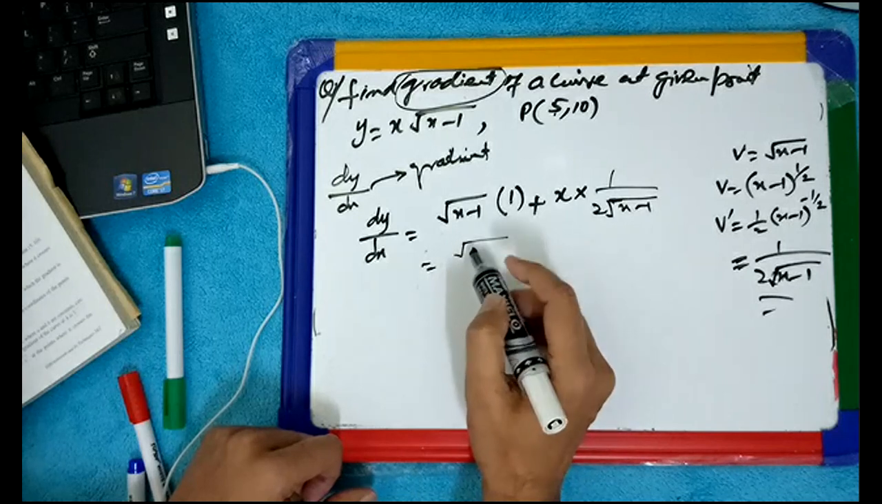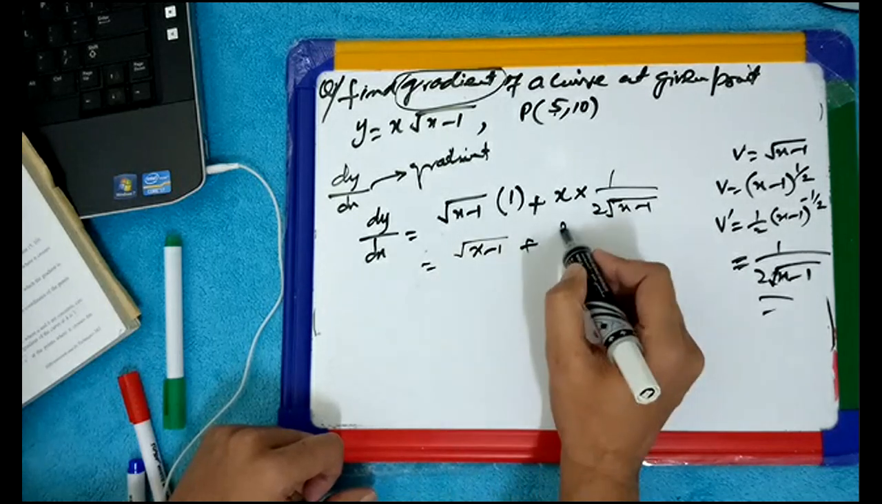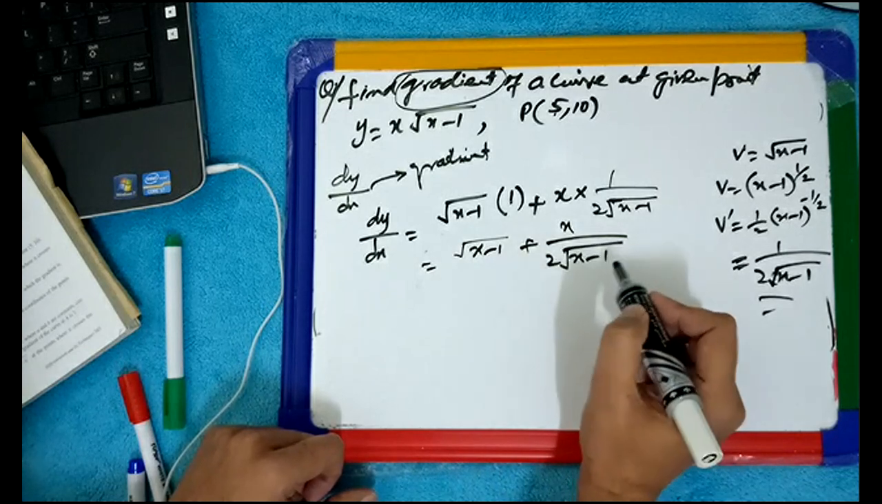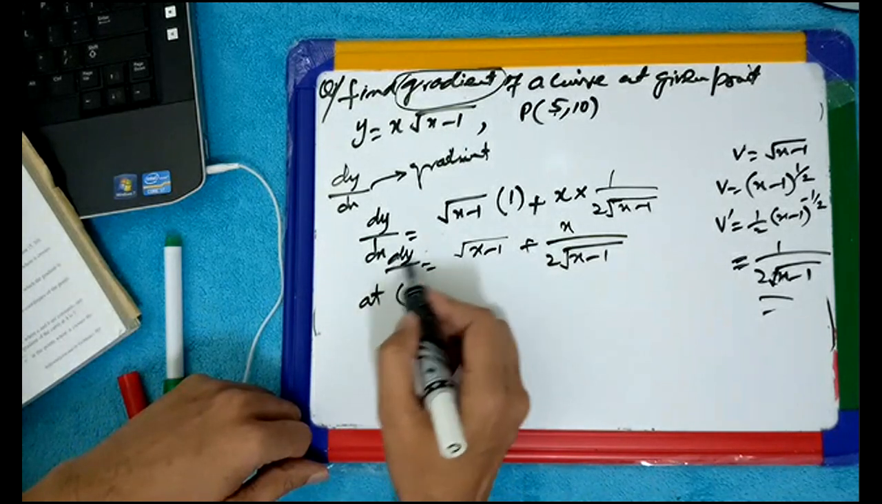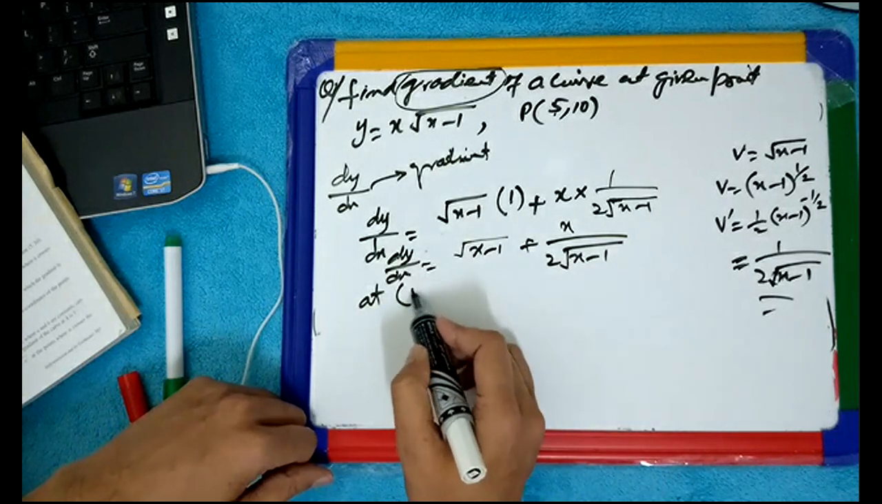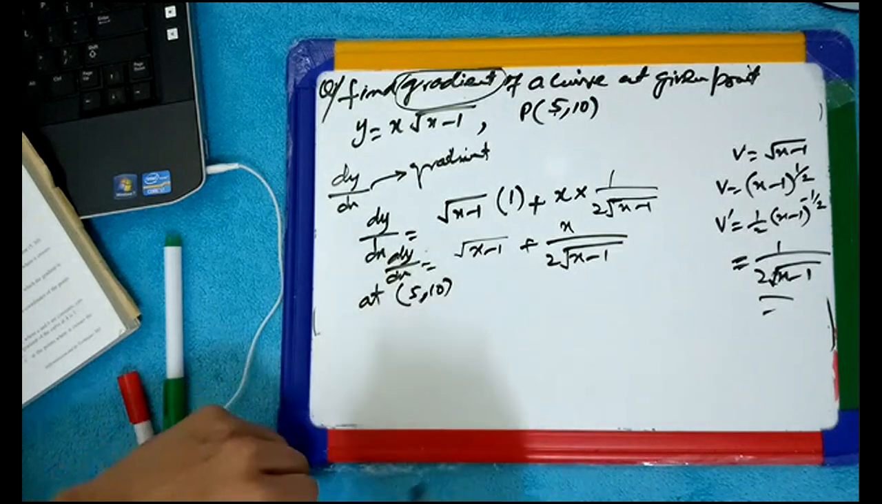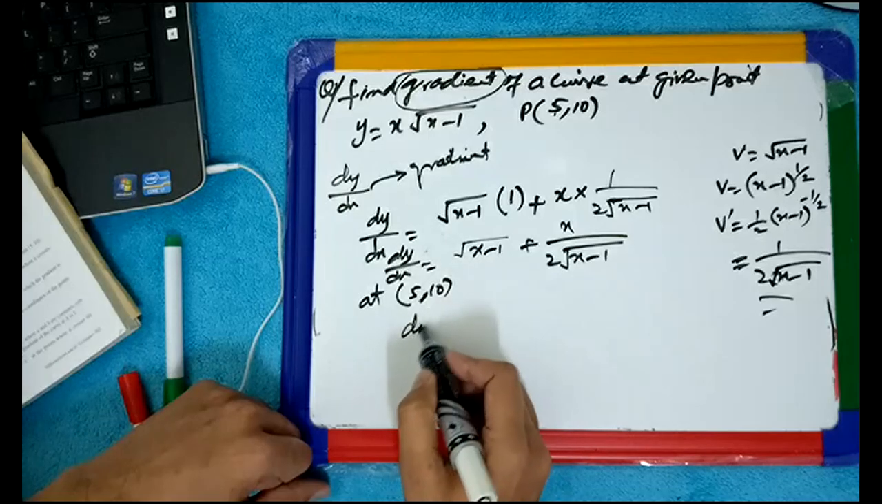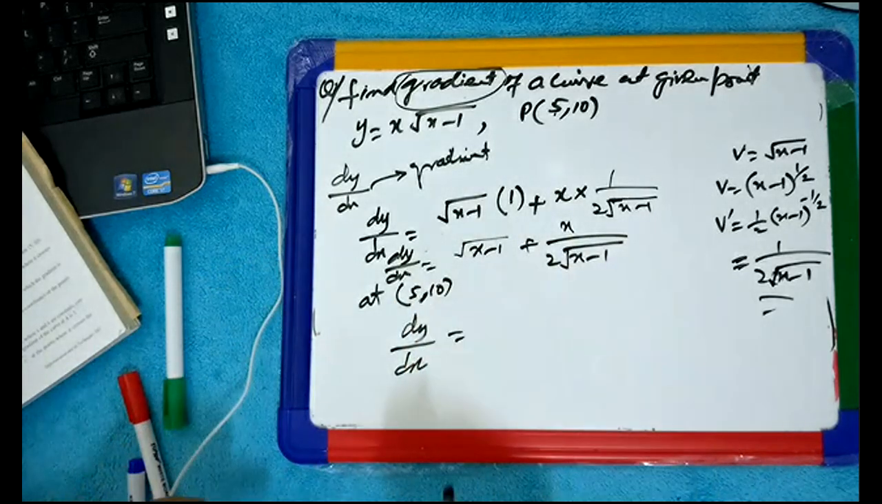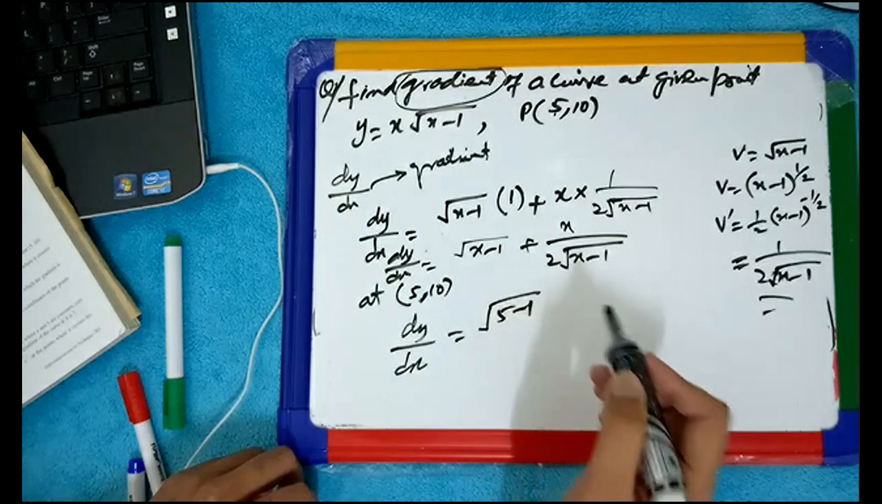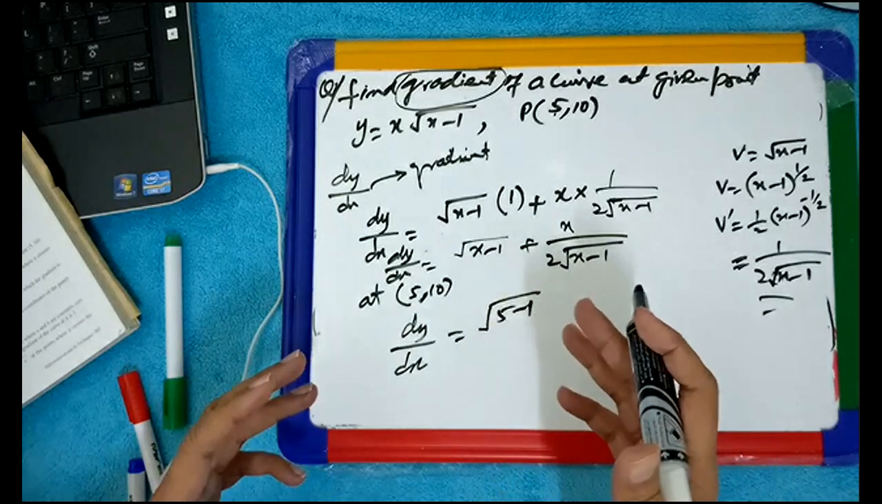Now, in order to solve this further, I tell you one very easy technique. This is the gradient you found, but they need the point 5 comma 10. x is 5 and y is 10. There is no y in this, only x, so you will put only x. Before solving, first put the value and then solve. If you start solving, it will become complicated. So better to replace x with 5 in each place wherever x appears.